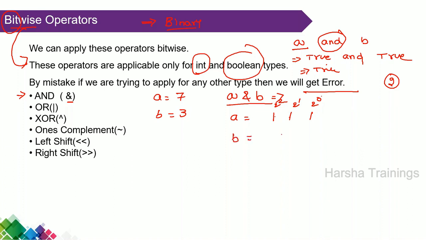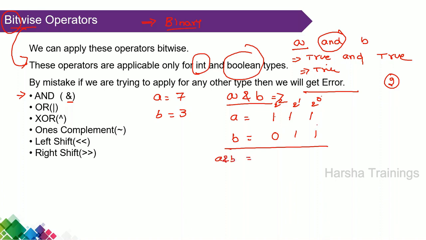And B is equal to 3, the binary representation is 0, 1, 1. Actually, it is 1, 1. But A has 3 digits, that is the reason I am adding one more digit on the left side, simply all zeros. On the left side, if you have nothing, simply place all zero. Then perform A and B.